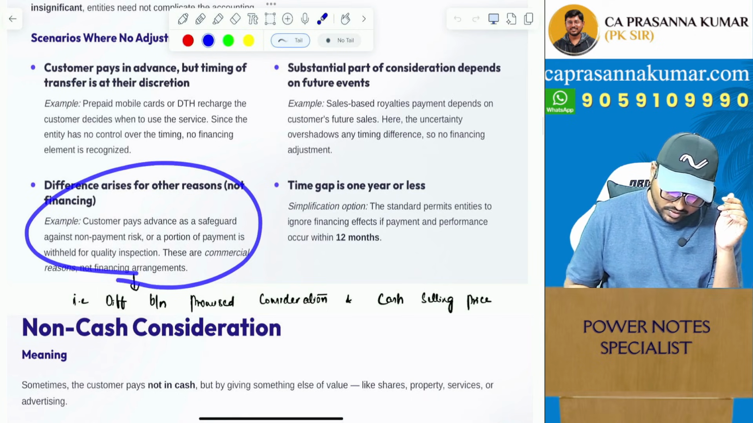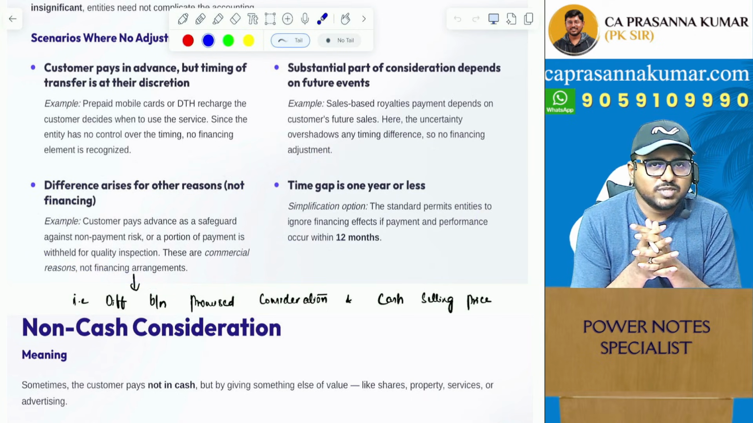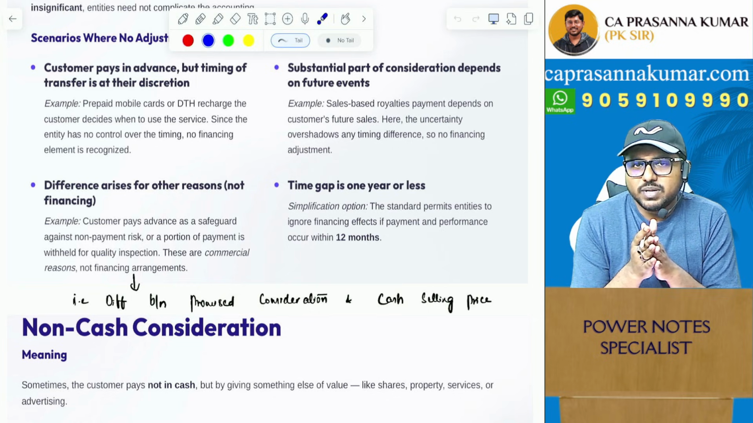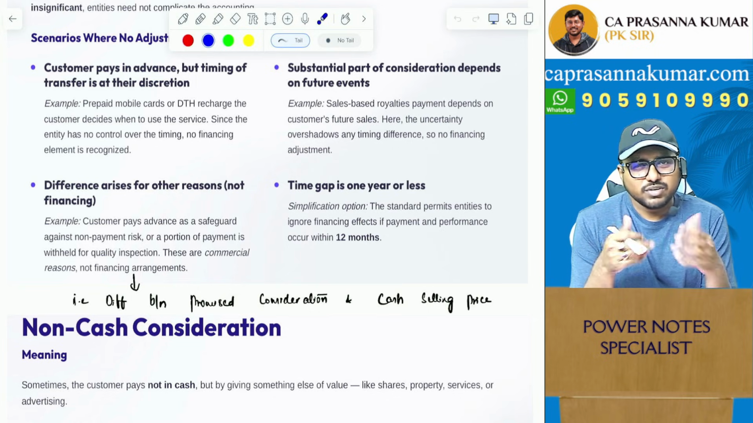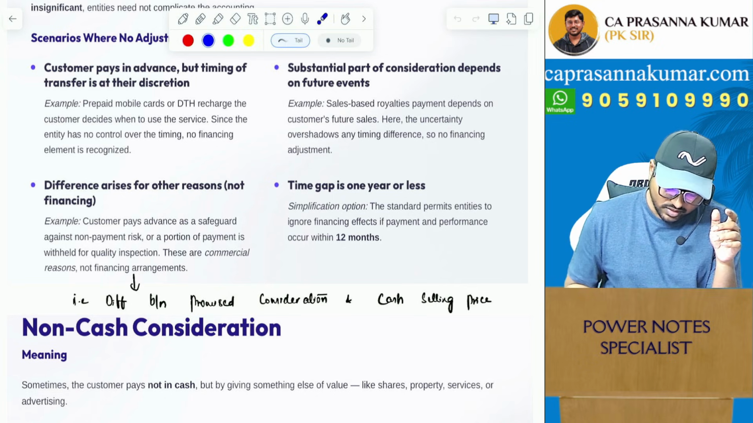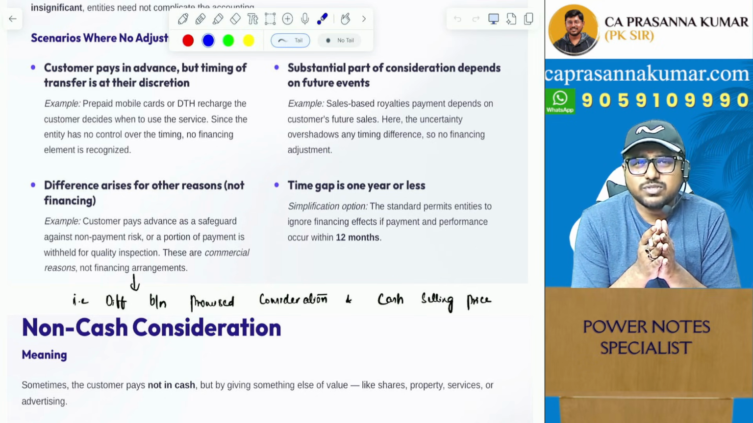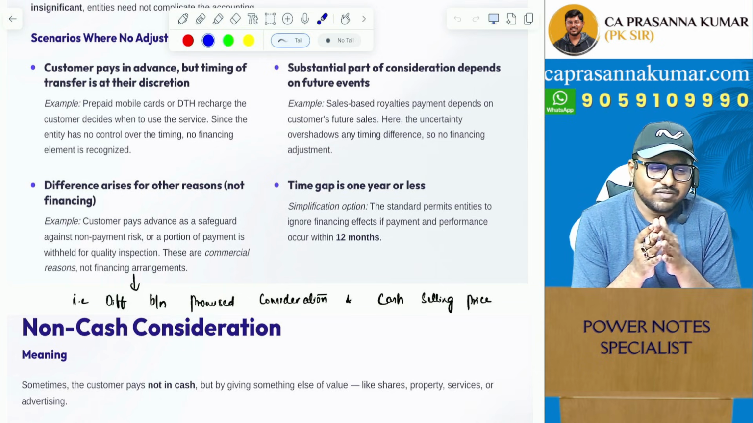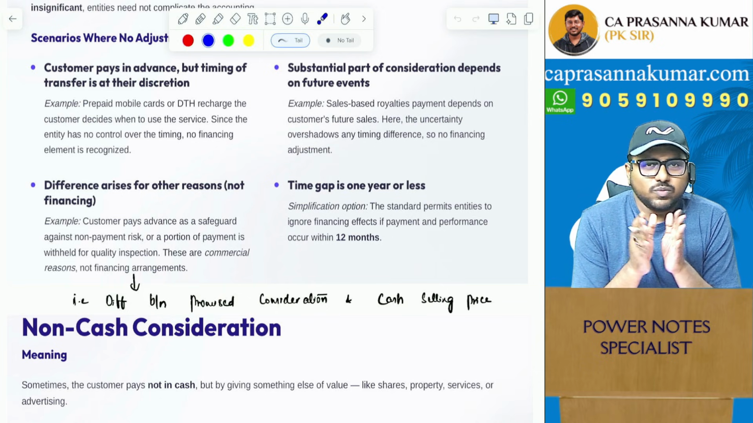That is the third scenario. The last scenario is practical expedient. Practical expedient means many times, when things are getting too complicated, Ind AS gives you an alternative, saying that if you don't want your accounting to be complicated, you can just apply practical expedient. Now here also, the last point is practical expedient. Okay, all this sounds really complex, significant financing involved, sometimes it is not involved and stuff like that. You can do one thing.